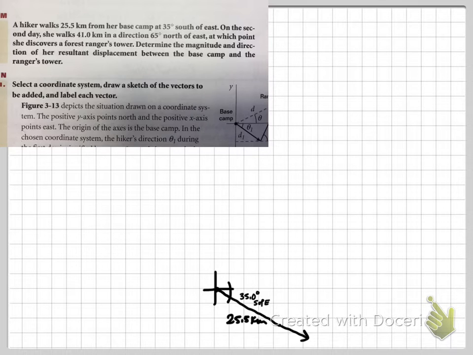she walks 41 kilometers, 65 north of east. So I am going to change colors. Well, actually, no, I'm just going to go to a gray for this one. So I'm going to draw another compass rose here. And it's 65 north of east, so there's 45. So splitting the difference again, 20. Probably a little on the wrong side, so we're probably about there.